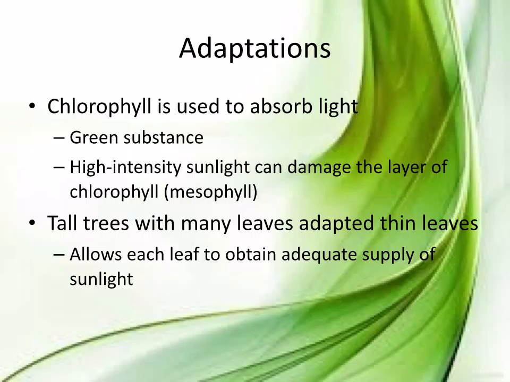Another adaptation: tall trees, such as in a rainforest, with many leaves, have adapted to use thin leaves because obviously some leaves are going to be more exposed to the sunlight than others. They have adapted by making their leaves thinner so that light can pass through and reach leaves that are a little bit more hidden by some of the other leaves on the same tree. This allows the entire plant to be supplied by the sunlight as opposed to just the most exposed leaves.